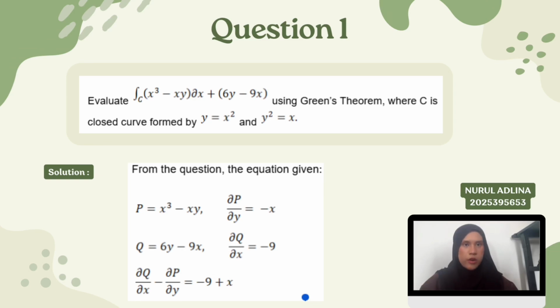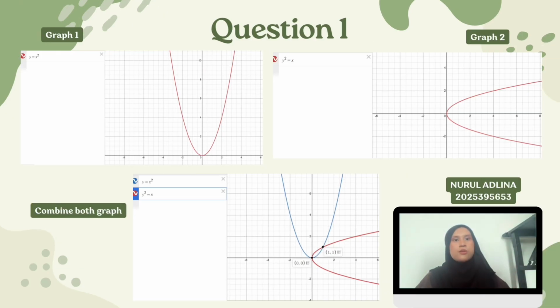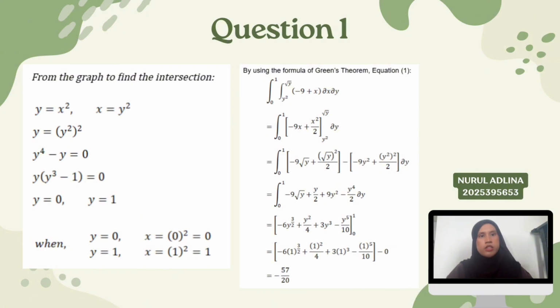So based on Green's Theorem, we get the equation of negative 9 plus x. Second step is to draw the graph. For the first equation, y equal to x squared, we get a graph like this. And for the second equation, y squared equal to x, we get a graph like this. Next step is to find the intersection points.